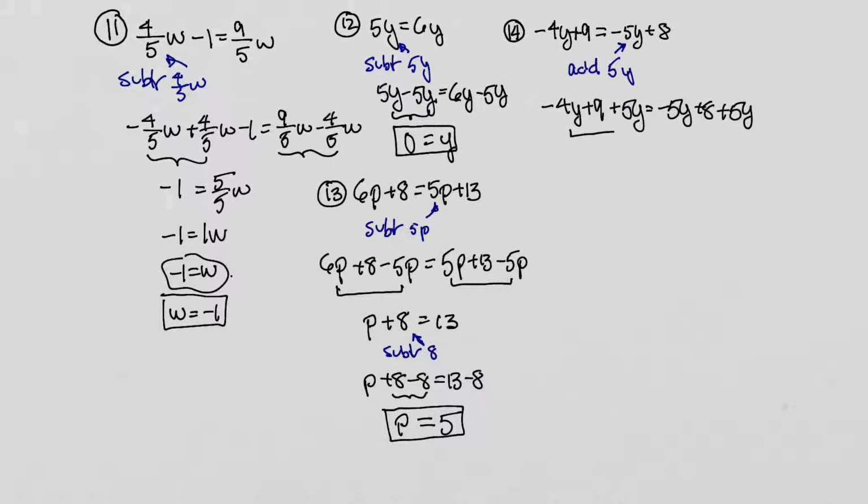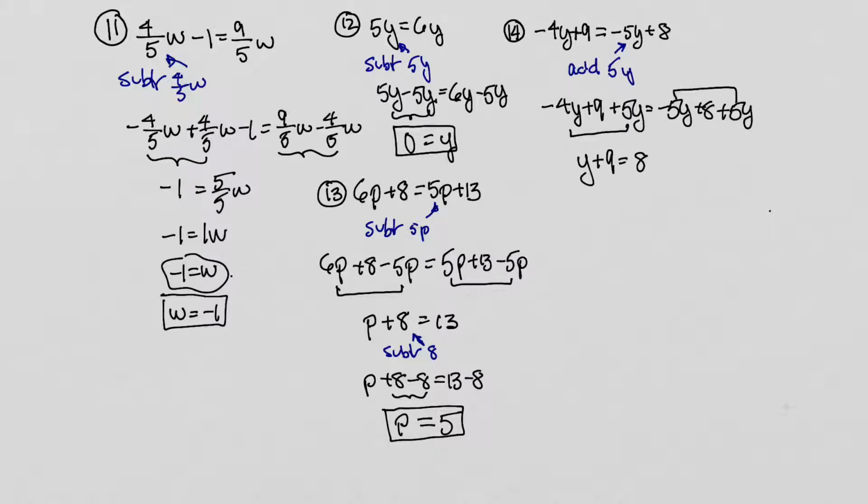Now, negative 4y plus 5, right? Negative 4 plus 5 is 1, so we just get y, 1y. I'll just write y, plus 9 equals, and negative 5y plus 5y, they cancel out. We're at 0y, so we're just left with an 8.